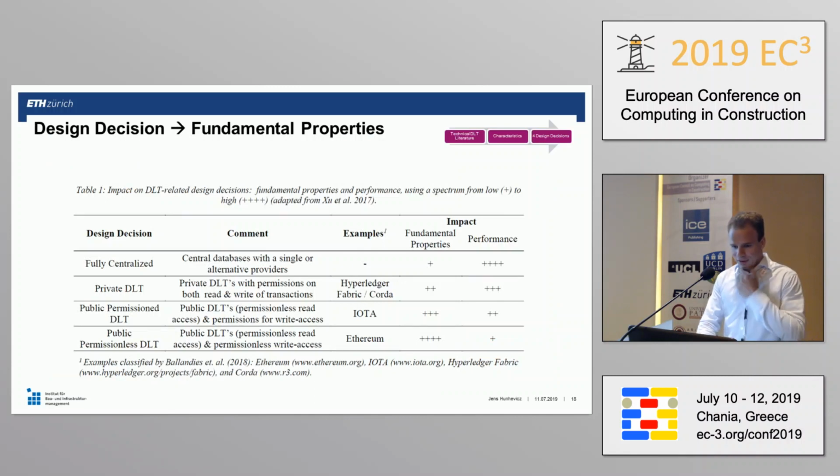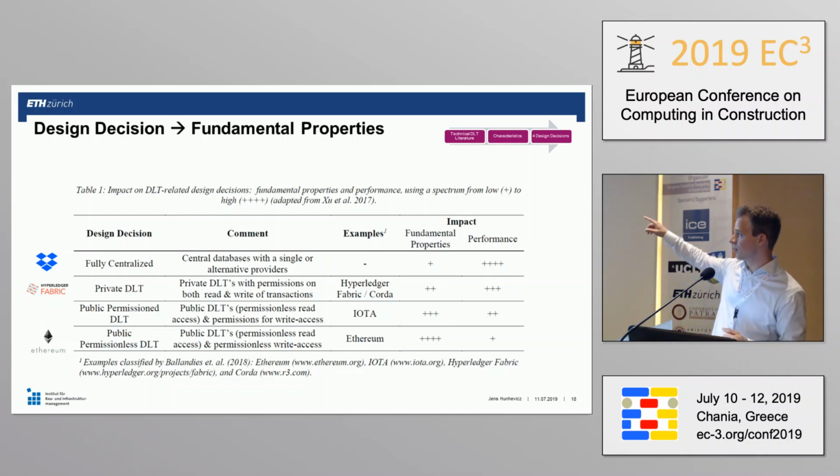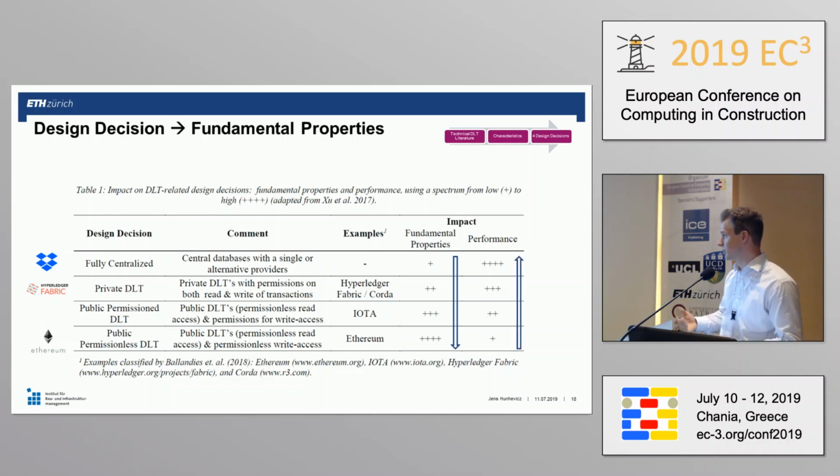So this is just a more complex table of the design decisions I already showed you. You have centralized at the top, permissionless and public at the bottom, and the fundamental properties are increasing to the bottom, which means you have more trust from the system to the bottom. And of course, performance is decreasing.